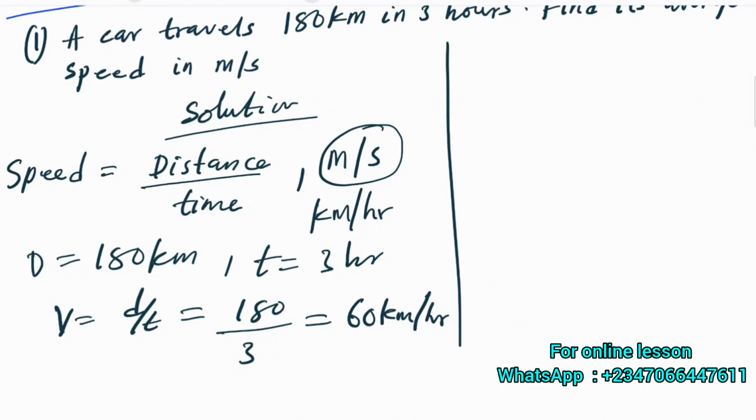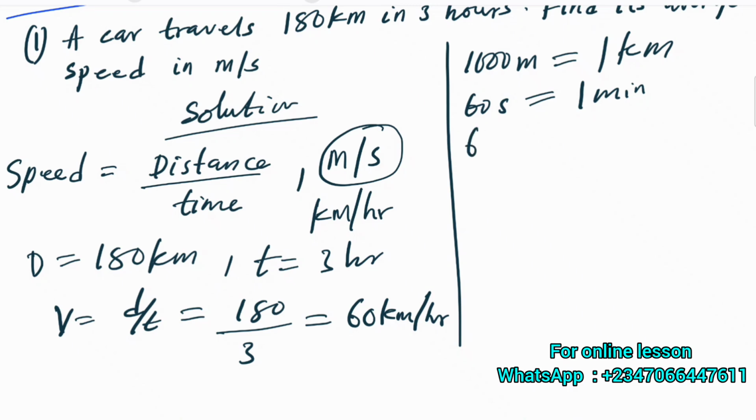Don't forget our metric conversion. We have 1000 meters equal to 1 kilometer. Okay. Then we have how many seconds? 60 seconds equal to 1 minute. But now we are given hours. We also have 60 minutes equal to 1 hour. So which means for us to move from hour to seconds, we are going to multiply 60 by 60.